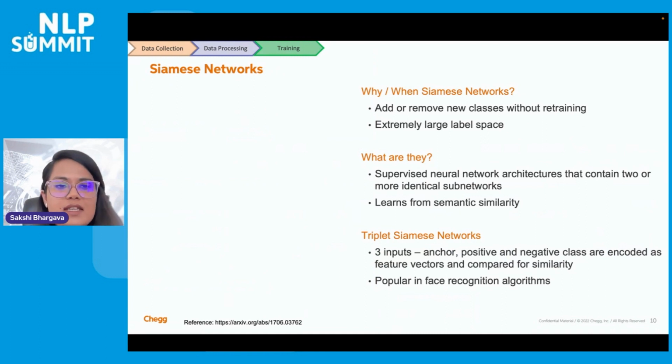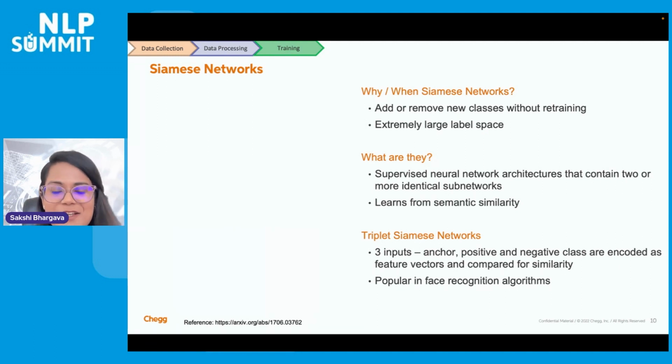So what is a Siamese network? Why and when do we use it? Traditionally, a neural network learns to predict over fixed multiple classes. This poses a problem when we need to predict for a rare topic or for which we did not have any training data at all.